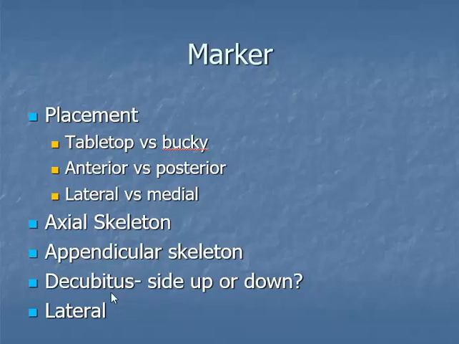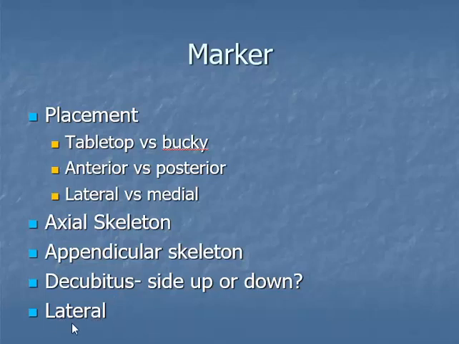Decubitus, really depends on the patient's body habitus and whether or not I can see the image receptor without anatomy on it. In other words, if I can see the light field on the image receptor, I'll probably put it on the upside. But if I'm shooting, let's say, a decubitus chest X-ray for a pneumothorax, and there's any chance at all that I could get the marker inside of the lung field, I'll go ahead and mark the downside.